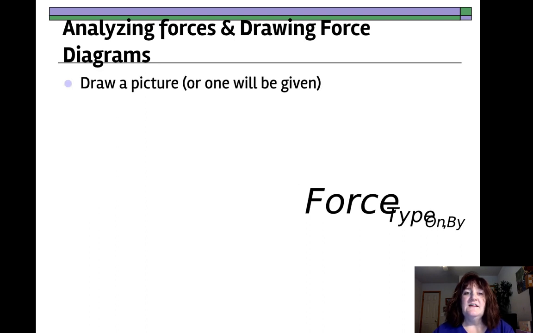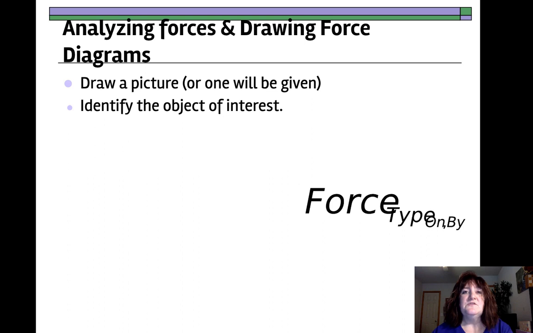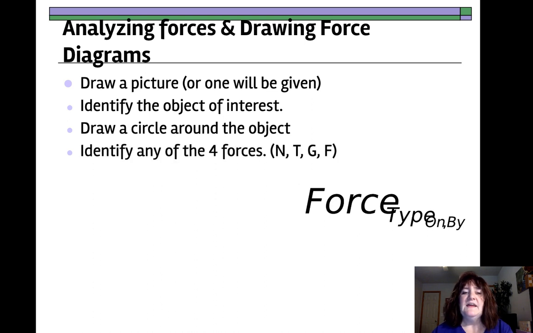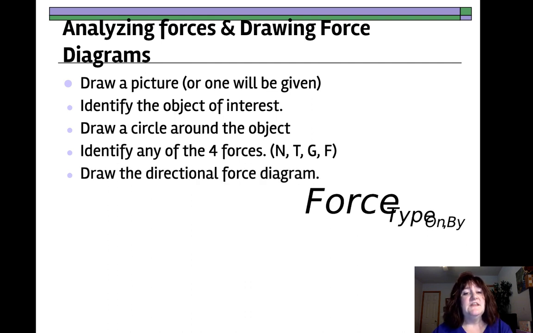To analyze any picture that you get and draw the force diagram, you have to be able to draw a picture or have one given to you. Identify the object of interest, because I'm going to be giving you pictures with more than one object. So be sure you're drawing the force diagram for the correct object. Sometimes it's best to draw a circle around your object so you can see those contact points. Identify any of the four forces that you have: normal, tension, gravity, and friction. Draw the directional force diagram, that's just the arrows, and then complete that force notation.